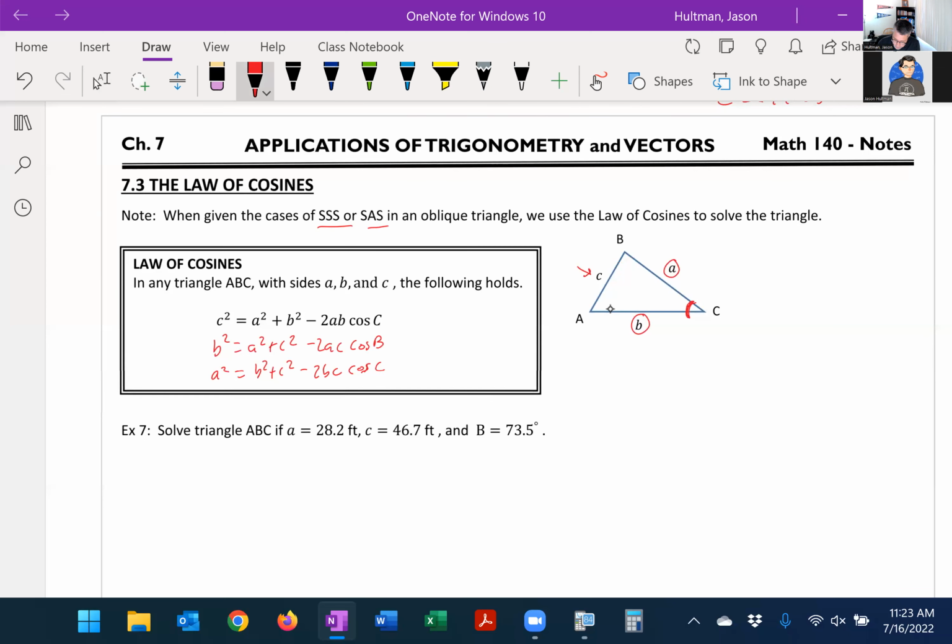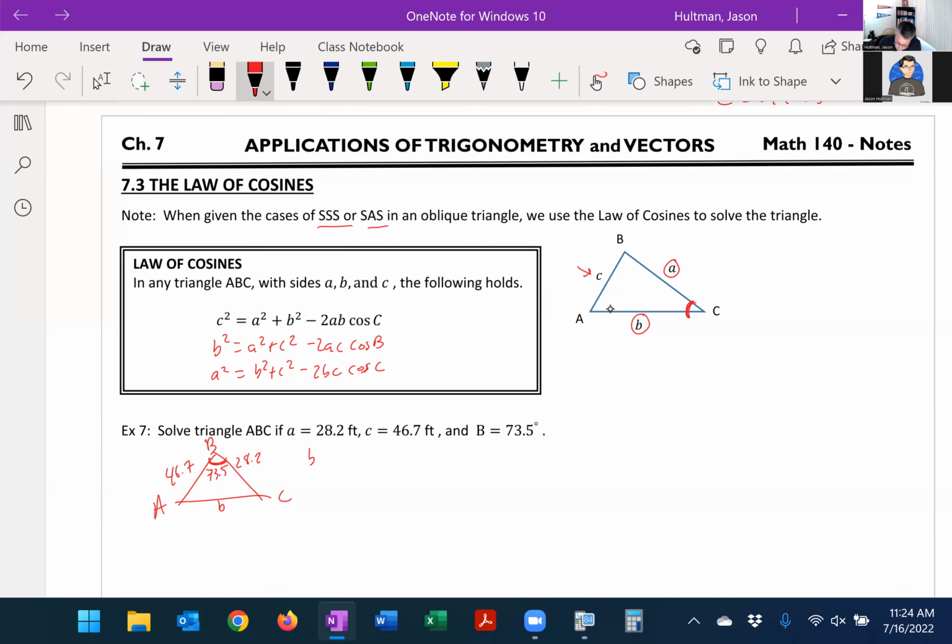Okay, solve triangle ABC if A is 28.2 feet, C is 46.7 feet, and angle B is 73.5 degrees. Okay, so in this case, the included angle is B, and the side that we're looking for opposite that is side B.